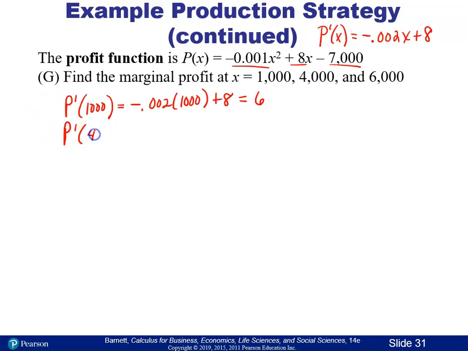If we plug in 4,000, and I'm not going to go through all the steps for this one, but if we plug in 4,000, we're going to get 0. And if we plug in 6,000, we're going to get negative 4. So you can see that the profit is changing when we're producing 1,000 units. We have a positive marginal profit, which means the profit's increasing. Here at 4,000, the profit is not changing. It's at 0. So it's just kind of flat. And then here we've got the derivative at 6,000 is negative. So we have a decreasing profit.